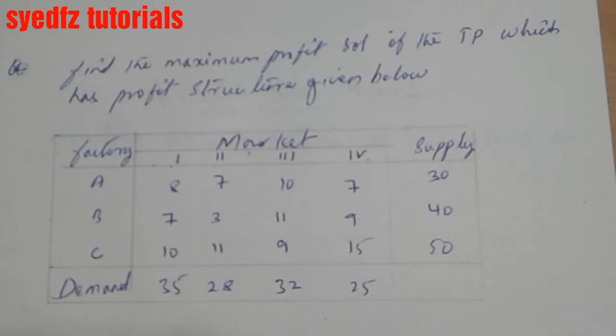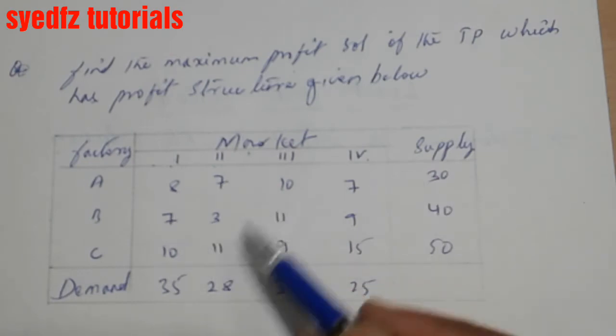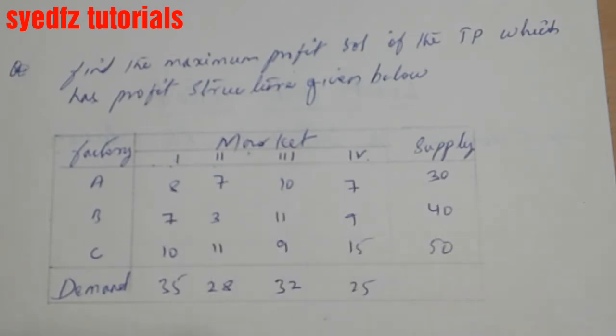In the northwest corner rule, the problem always starts from the left hand side, LHS. You have to allocate the supply according to the demands. Okay, now let's start the problem.